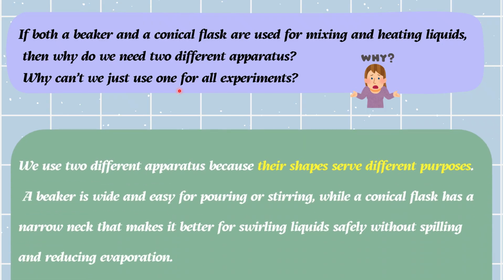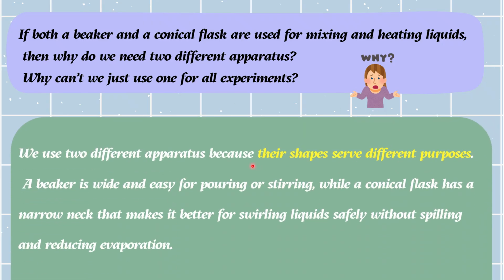Yes. The reason behind this is the shape. The conical flask and beaker both have the same usage, like mixing and heating, but the shape serves a different purpose. What exactly is the difference between them? Since a beaker has a wide opening, it is easy for pouring and stirring, while a conical flask has a narrow neck. Since it has a narrow neck, it is better for swirling liquid safely, and since we swirl it easily, there are no chances of the liquid spilling.